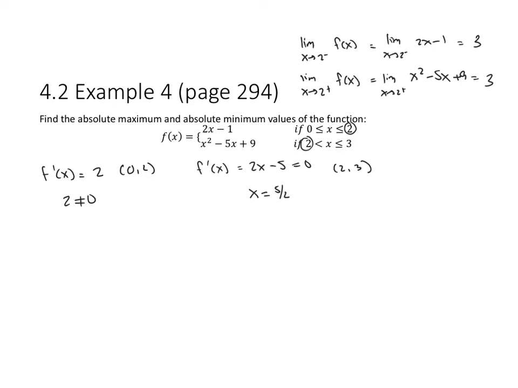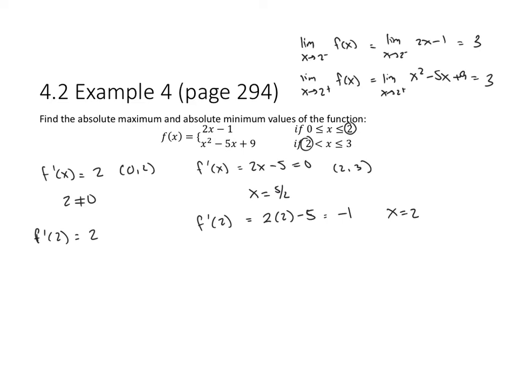Now we have to look at when x equals 2. We're going to have to look at our one-sided derivatives. So let's look at the left-hand side of the derivative. Now I've already found the derivative of the left, which was just 2. So from the left, as x approaches 2, my derivative is 2. Let's look at from the right. As x approaches 2, we're going to have 2 times 2 minus 5, which is negative 1. So my derivative from the left is not the same as my derivative from the right. That means that x equals 2 is a critical number because my derivative at 2 does not exist.